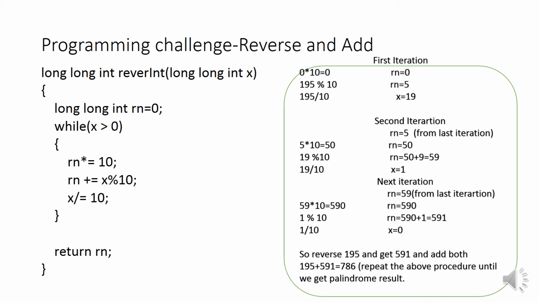So friends, we enter 195 and from that function we get the reversed number 591. We add both, and 786 is the result. But that number 786 is not a palindrome, because reading from right to left and left to right it is not the same. So we will execute that reverse int function until we get a palindrome result. That's it.